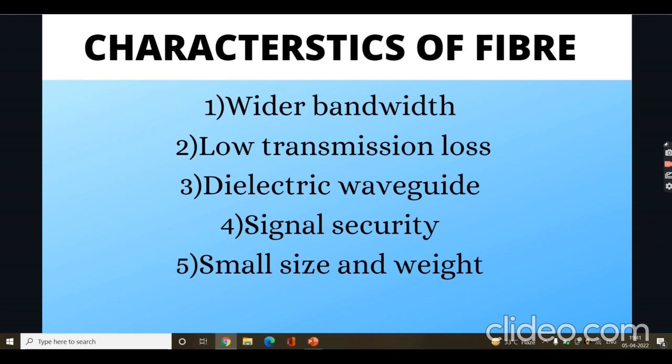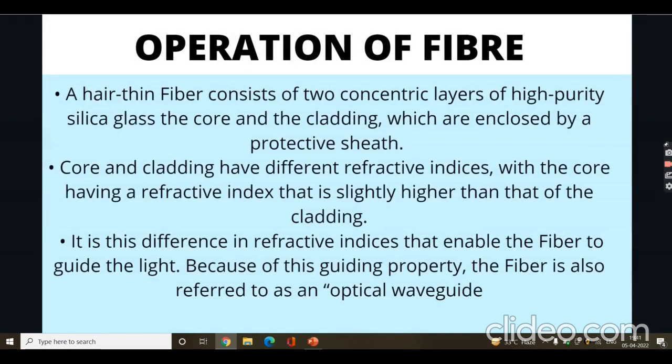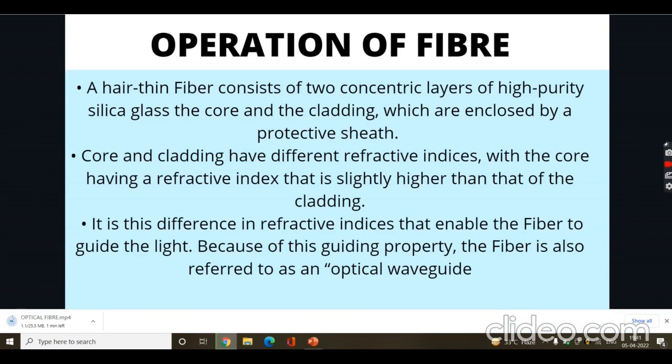Next is operation of optical fiber. A hair-thin fiber consists of two concentric layers of high-purity silica glass, the core and the cladding, which are enclosed by a protective sheath. Core and cladding have different refractive indices, with the core having a refractive index that is slightly higher than that of the cladding. It is this difference in the refractive indices that enables the fiber to guide the light. Because of this guiding property, the fiber is also referred to as an optical waveguide.